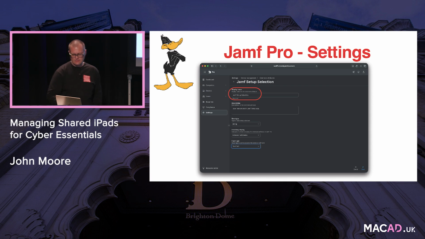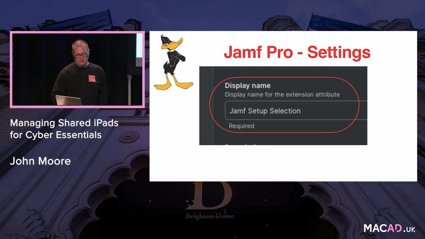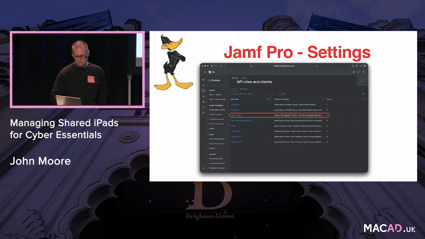Next, Jamf Pro settings. So this is the extension attribute we'll use for Jamf Setup selection. It's just a simple EA with a text field, nothing special there. You do need to make a note of that EA name because you'll be using it later when configuring other things. Then in API roles and clients, we can see Return to Service alongside Jamf Setup and Reset. Setup and Reset entries are automatically created when you've added those app licenses from Apple School Manager to Jamf Pro.